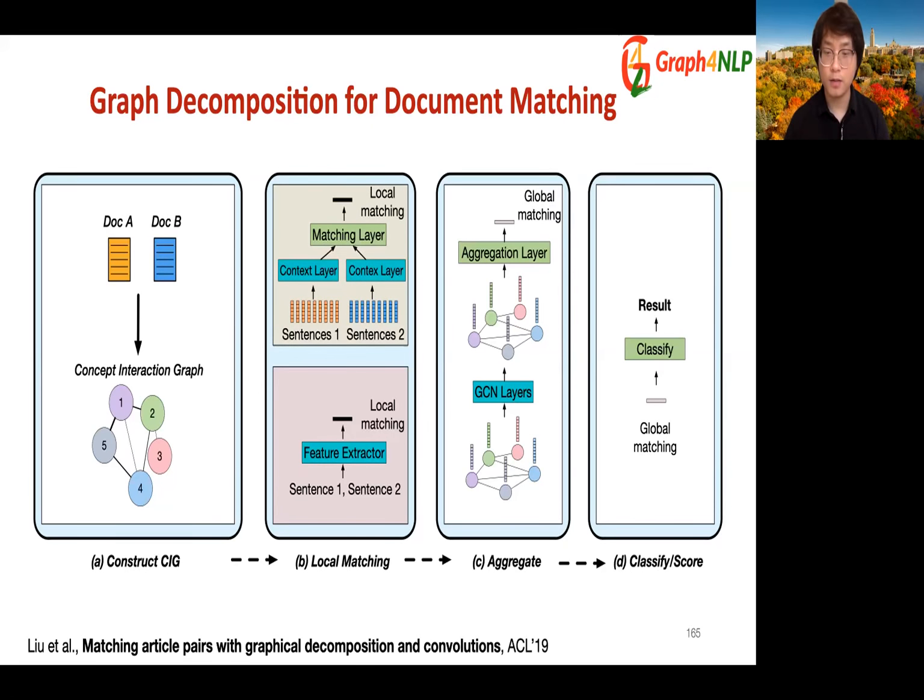Then in part C we have a graph structure, and each node is actually a subpart of the two documents. We have a matching feature vector for it. Then we can propagate it through a multi-layer graph convolutional network, and aggregate all the transformed local matching vectors into a global matching result. And finally, we perform classification with a softmax layer. Then we get the final classification result.